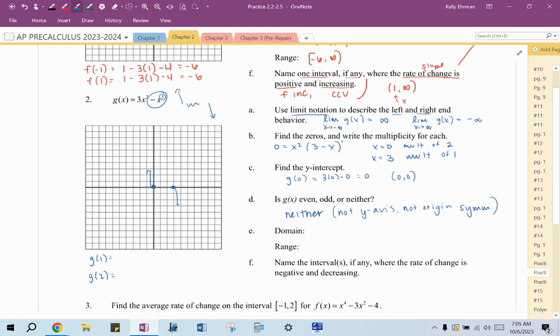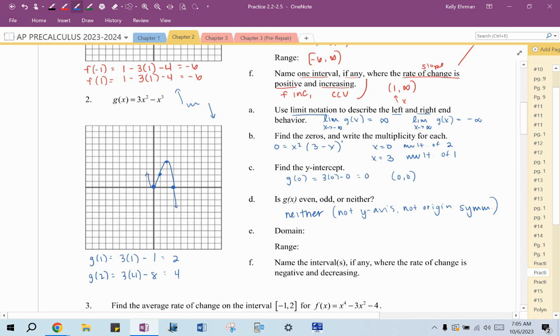So if you plug 1 into g of x, I'm trying to erase this. There we go. If you plug 1 into g of x, you get 3 times 1 minus 1, which is 2. And if you plug in 2, you get 3 times 4 minus 8. 12 minus 8 is 4. And we try to connect this with a smooth curve. Again, my end behavior looks a little weird. The curvature is a little weird. So I'm just going to make that adjustment. Oh gosh, that didn't help. To make it look a little more smooth. Something like that.